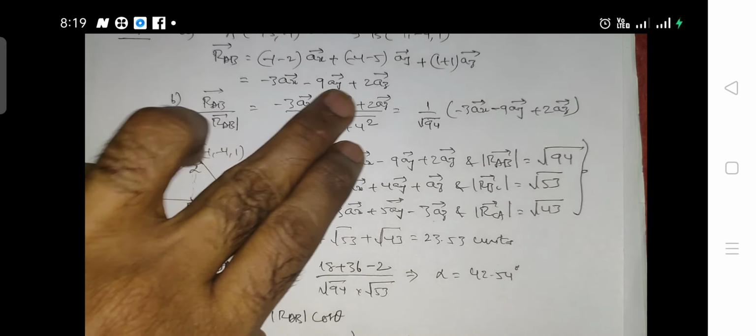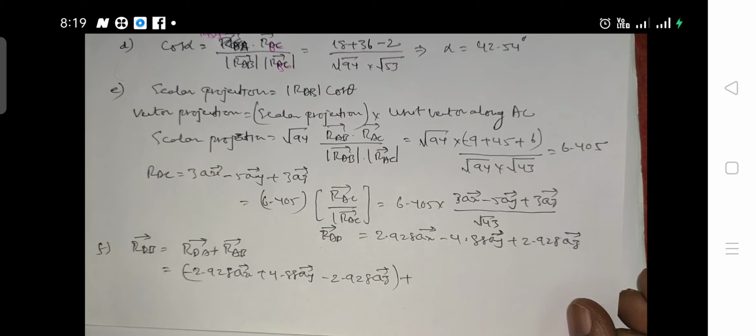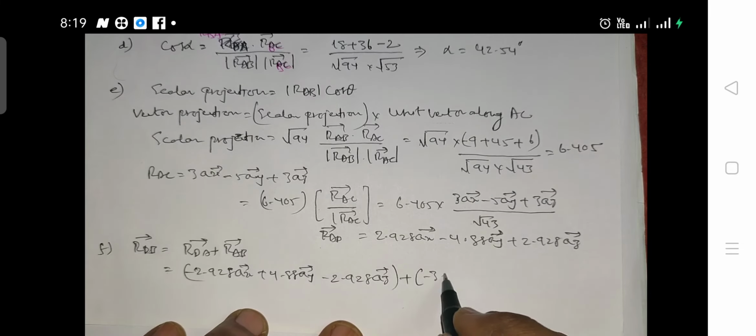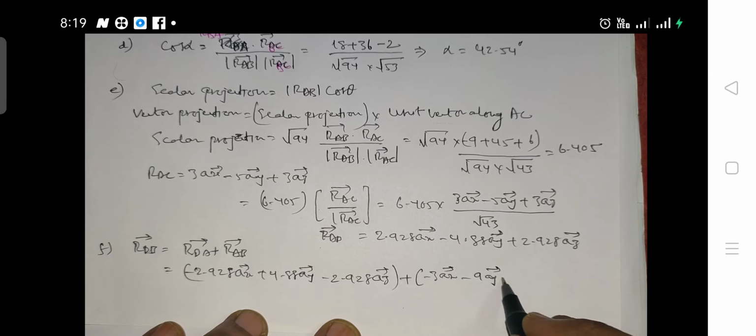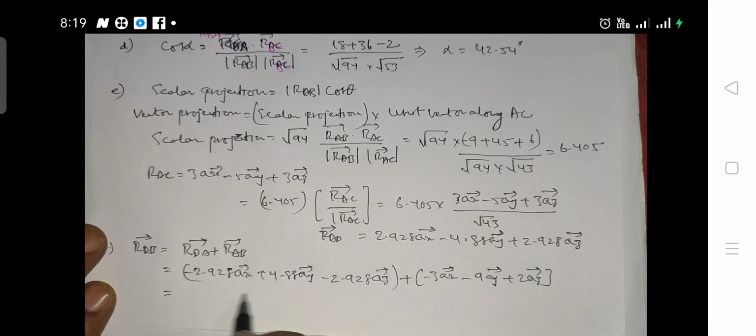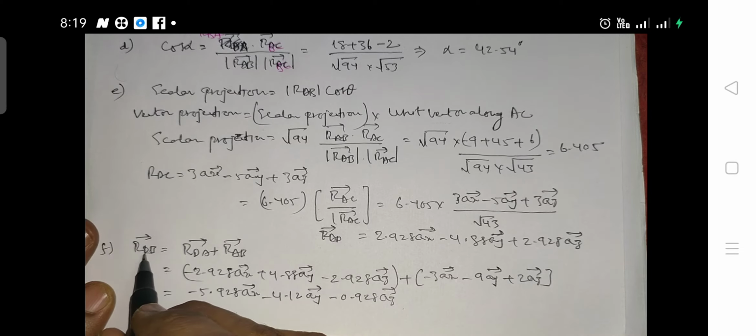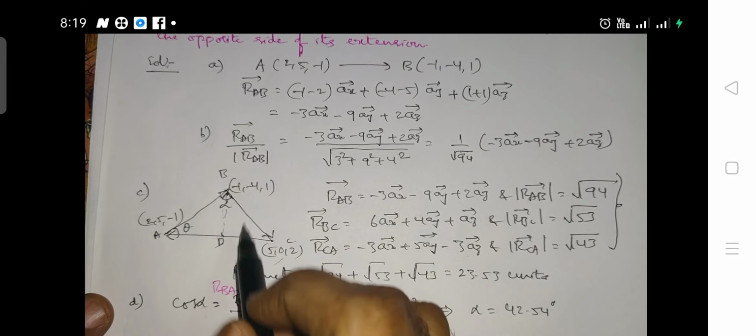So this is what R AB is, I am writing down directly: minus 3 AX bar minus 9 AY bar plus 2 AZ bar. And if you simplify this, we are going to have minus 5.928 AX bar minus 4.12 AY bar minus 0.928 AZ bar. And the magnitude of this length is what R dB bar will give us. So this is what we are asked to find out, the magnitude of R BD.